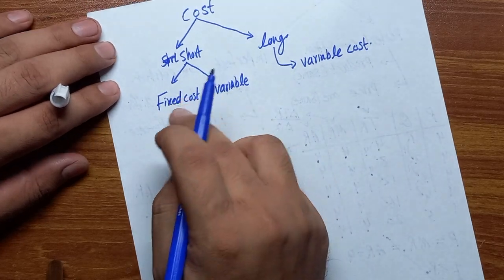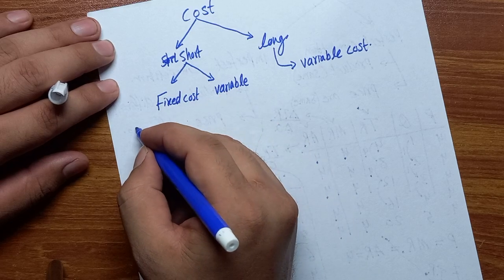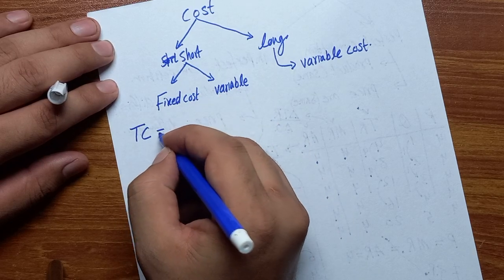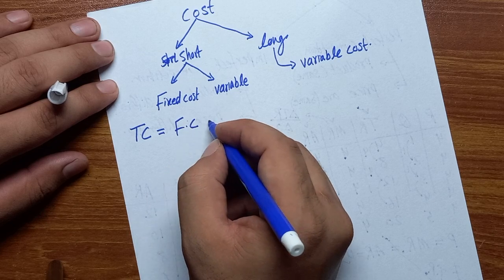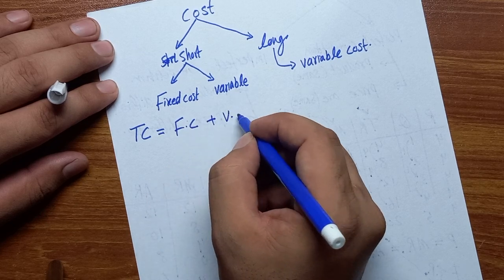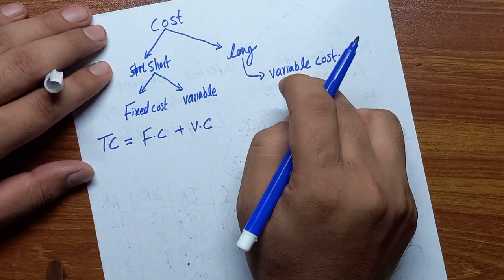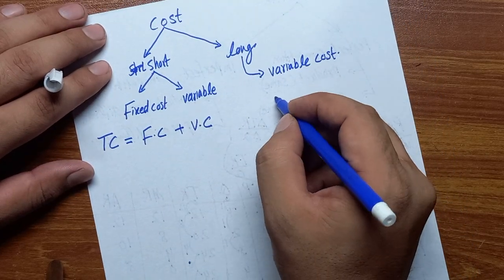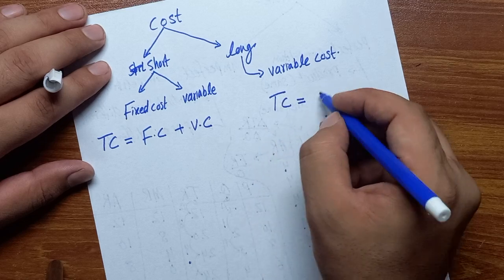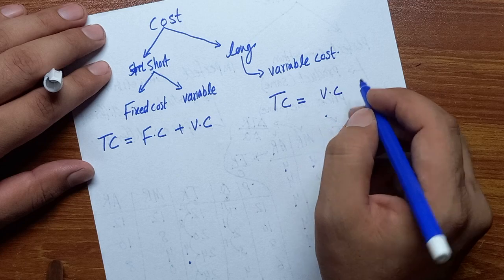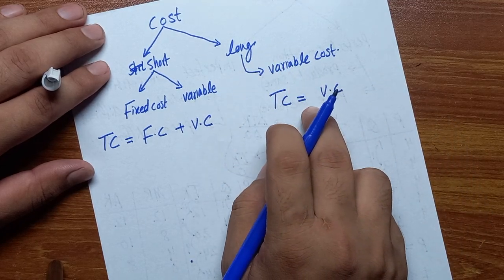For the short run, the total cost will be equal to fixed cost plus variable cost. But for the long run, the total cost will be equal to variable cost only, because in the long run we don't have any fixed cost.